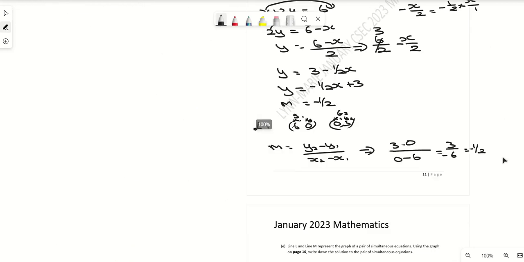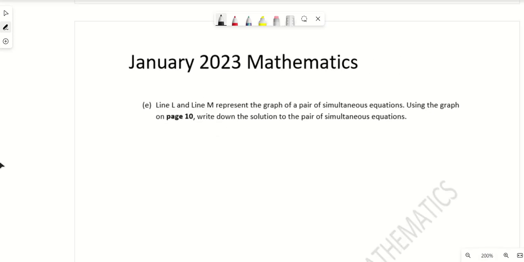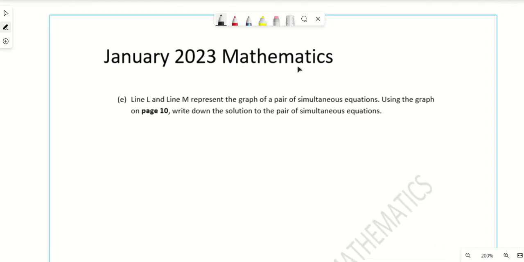Okay. So let me just go to the last question for number 4. They tell you line L and line M represent the graph of a pair of simultaneous equations. Using the graph on page 10, write down the solution of the pair of simultaneous equations. Guys, when you read this, you'll be like, oh my god, simultaneous equations, and you'll get confused. But what simultaneous equations mean is when x and y are the same, when you use your two pairs, it's supposed to get the same answer.